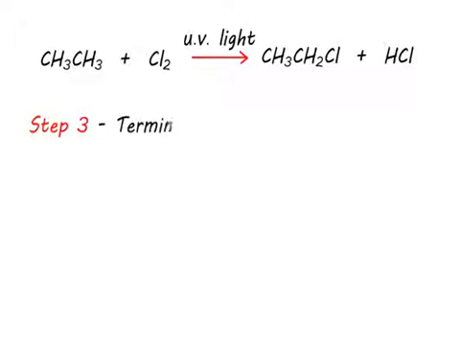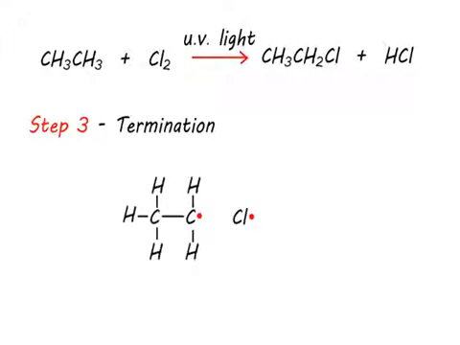The final stage is the termination stage, which, as the name suggests, brings the chain reaction to a close. This is when 2 radicals come together to form a molecule. From the chlorine and alkyl radicals we have made so far, there are 3 possibilities. 2 chlorine radicals can pair up to form a chlorine molecule. A chlorine radical and an alkyl radical can form a haloalkane.